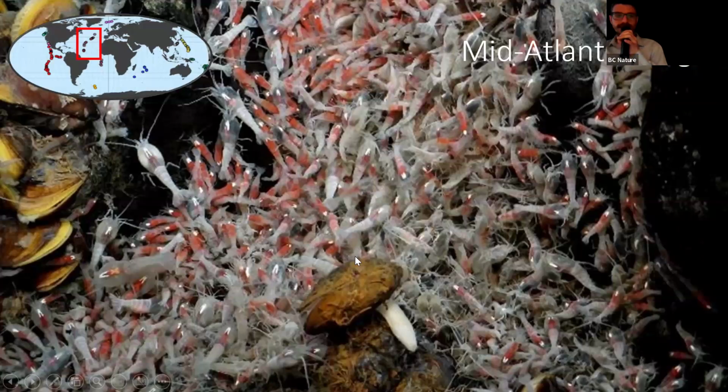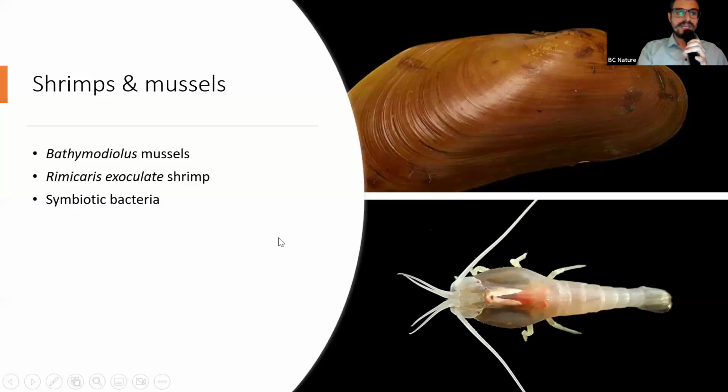If we go to the Atlantic, what we observe is that communities are usually dominated either by shrimps or mussels, or shrimps and mussels. Both of them present a symbiotic relationship with bacteria. Mussels usually belong to the genus Bathymodiolus, whereas the most iconic shrimp in the Atlantic is called Rimicaris exoculata. And as you can see, it is a blind shrimp. It does not have any kind of eye, but instead it has this very large anterior part, or head if you want, and that's because it has very well-developed gills. So it can capture a lot of oxygen and the chemicals necessary to feed the bacteria it has inside.